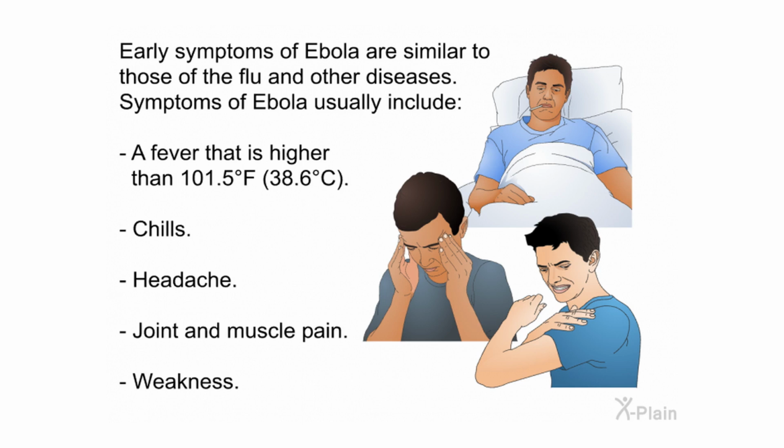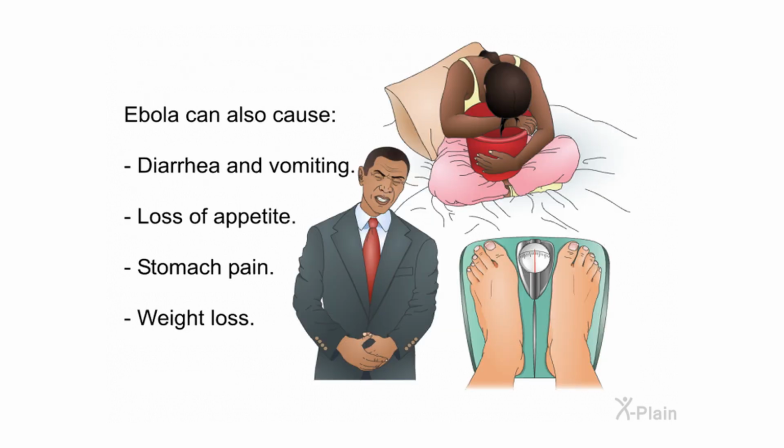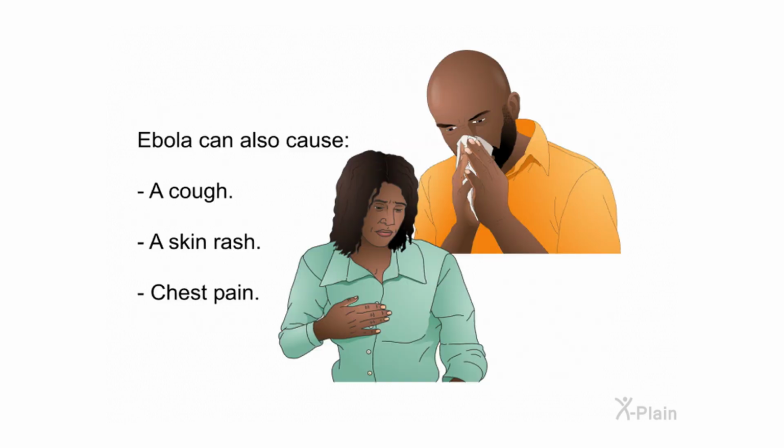Symptoms of Ebola usually include a fever that is higher than 101.5 degrees Fahrenheit, 38.6 degrees Celsius, chills, headache, joint and muscle pain, weakness. Ebola can also cause diarrhea and vomiting, loss of appetite, stomach pain, weight loss. Ebola can also cause a cough, a skin rash, chest pain.